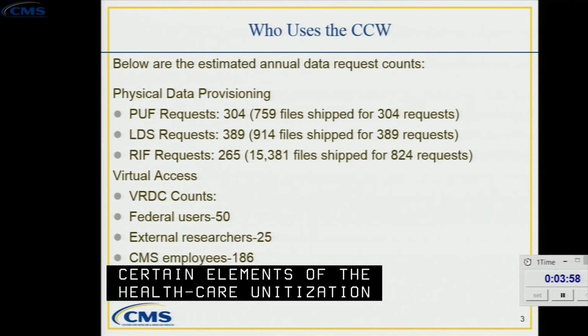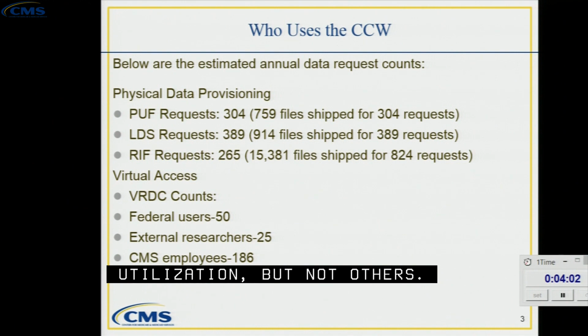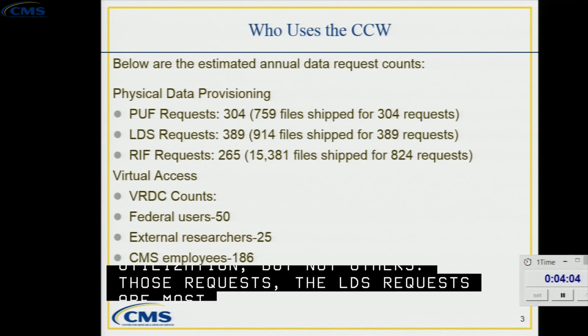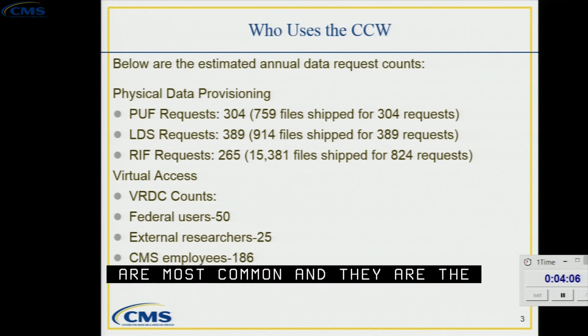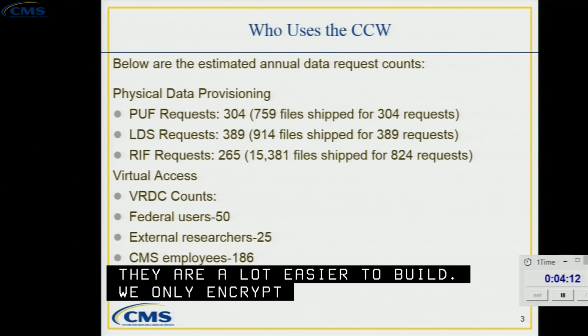So the LDS requests are our most common and they're our cheapest to produce. Because there are no identifiers, they're a lot easier to build. We have standard products. We only encrypt them with the DESI sort key, which is a standard encryption key at CMS. So they're more common and cheaper.